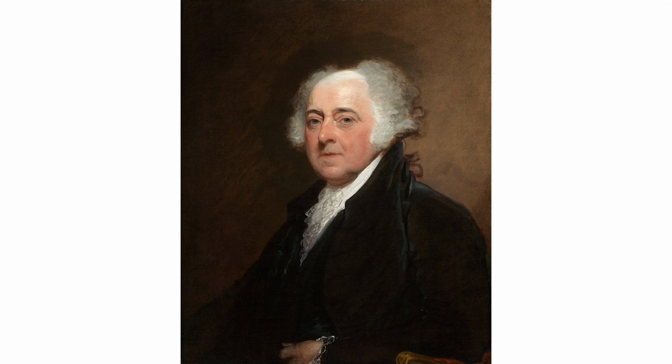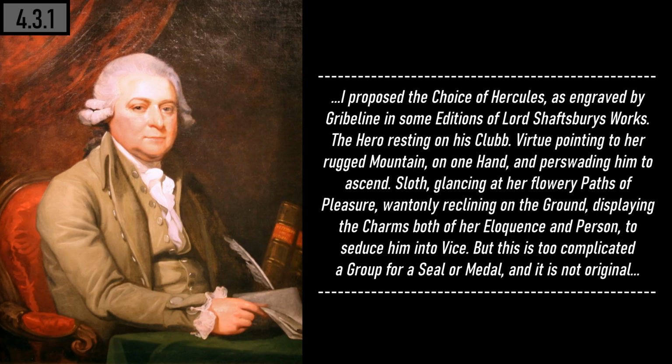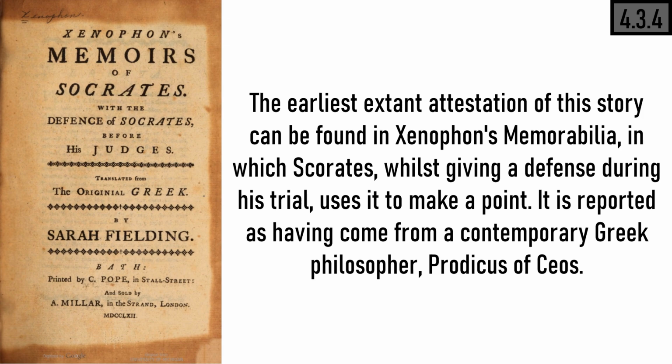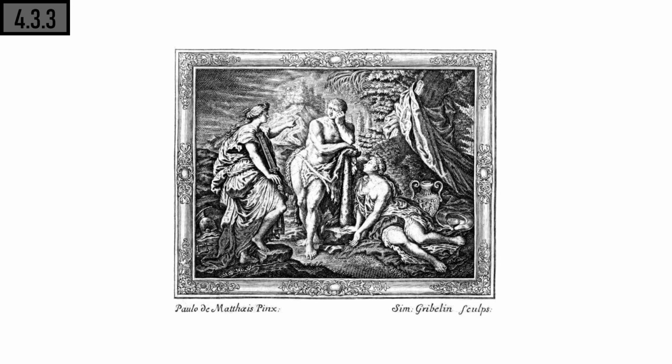Moving on to John Adams, his personal idea can only be found in a letter he sent to his wife on August 14th, 1776. I won't even bother reading out the transcription to you, as it literally just describes this specific piece of artwork by Simon Gribelin called The Judgment of Hercules, in which Hercules, before his story had really begun, is visited by two women, one representing a path of virtue and hardship, and the other representing a path of vice and pleasure. That's literally it.